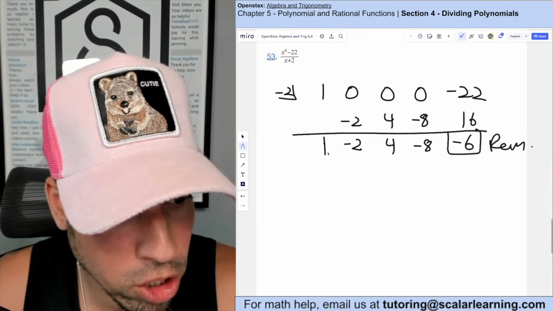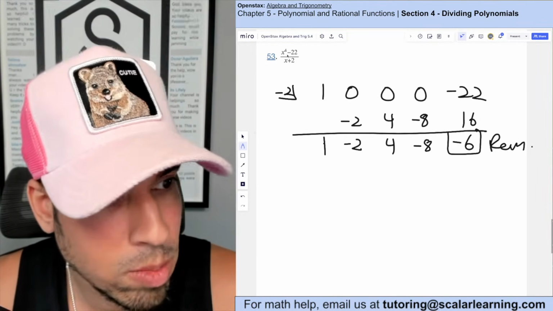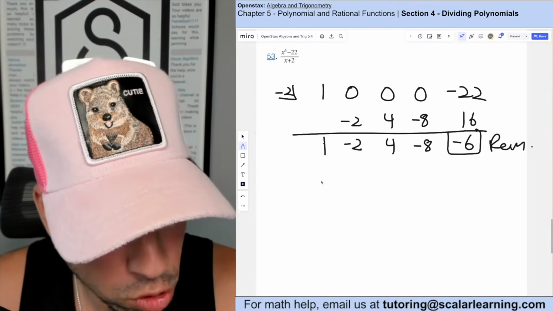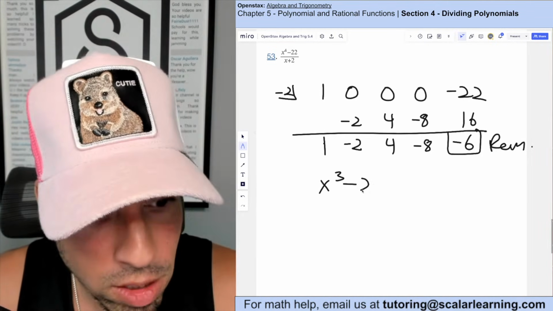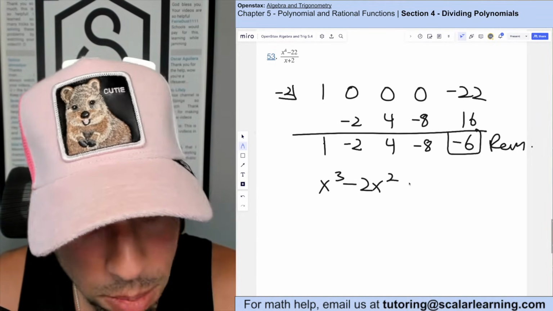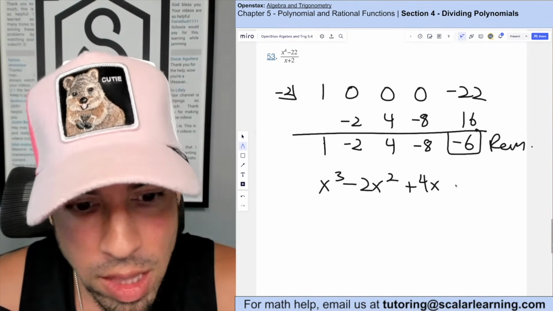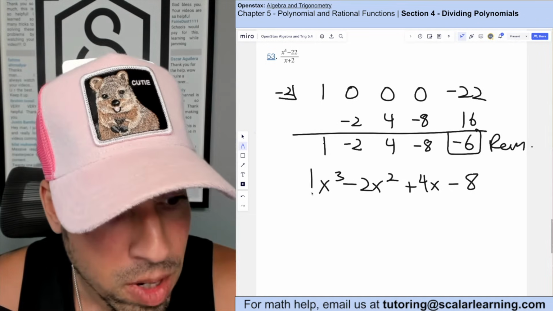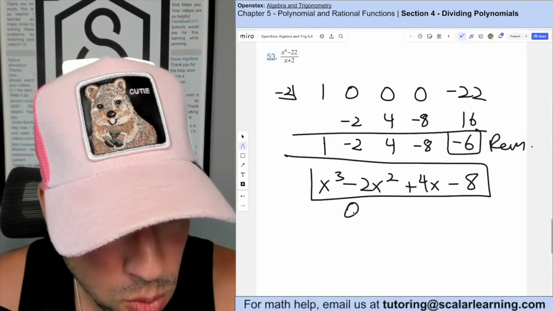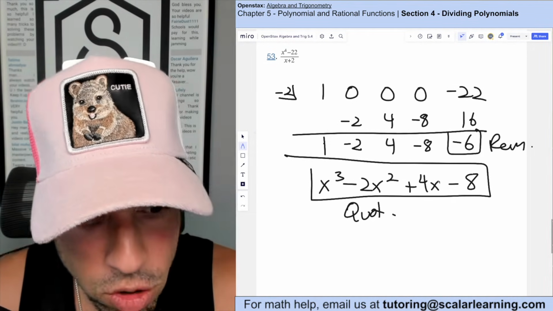And then to get the quotient, it's 1 times, one level down from x to the 4th, which is 1x cubed minus 2x squared plus 4x. See how the degree keeps dropping. Boom, boom, boom. And then that last -8 is the constant. So this is the quotient. And then we got a remainder of -6.